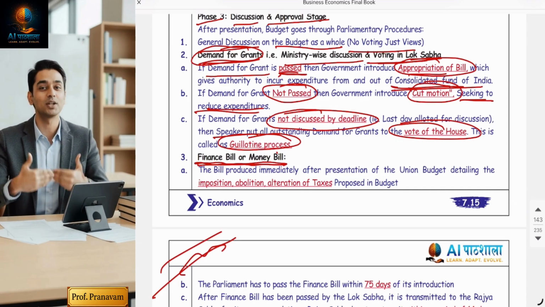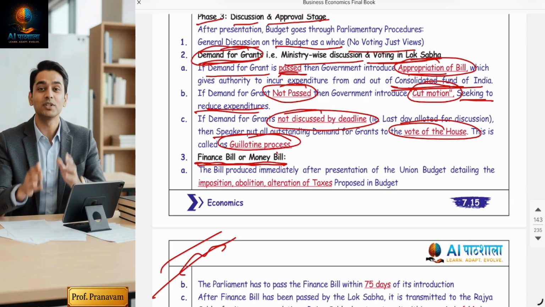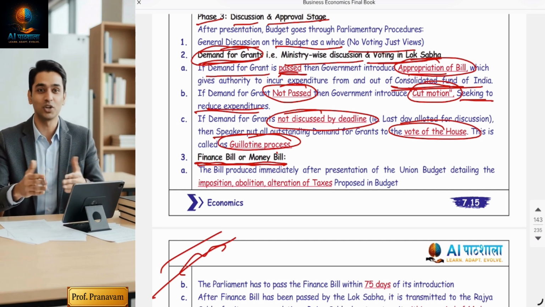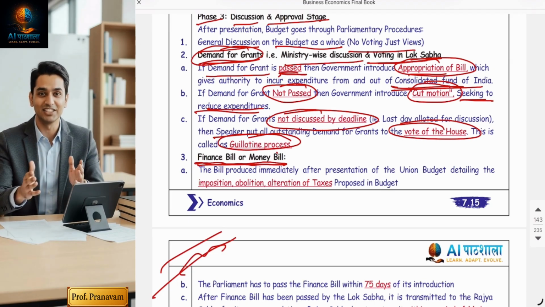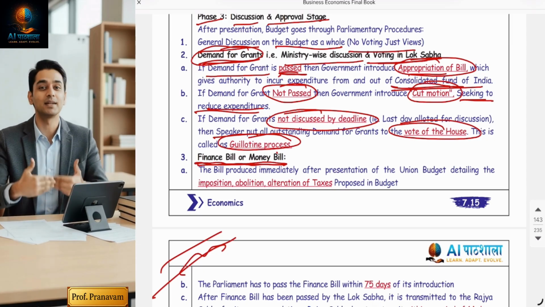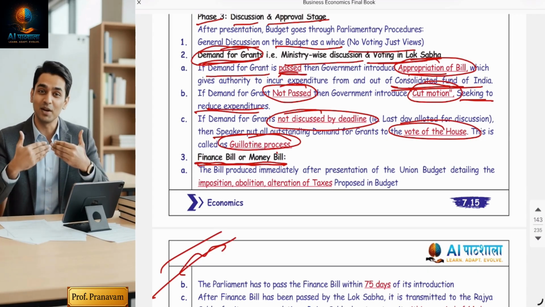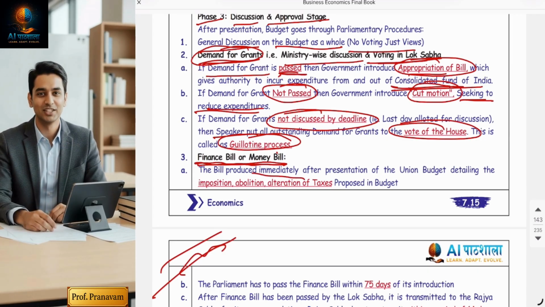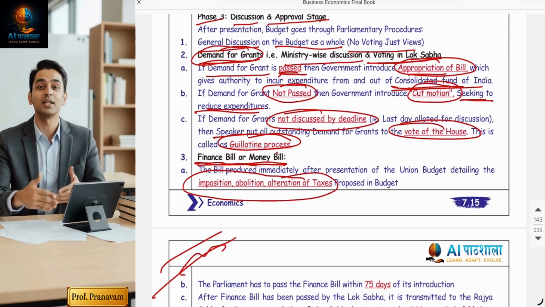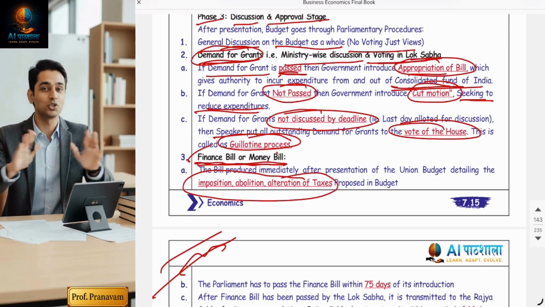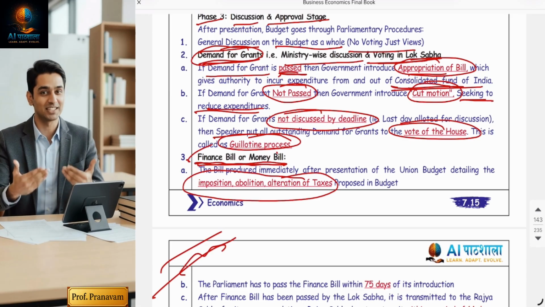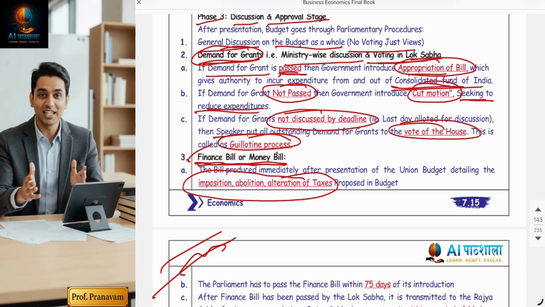So this type of discussion takes place on demand for grants, and then the next discussion takes place on the finance bill or money bill. Friends, the finance bill deals with tax imposition. It is the most important bill. Whenever the government wants to make any changes in the tax structure of the country, whether direct tax or indirect tax, as well as introduce new taxes or abolish old taxes in India, any kind of change in taxes can be done only by one bill, that is the finance bill. So the finance bill deals with tax imposition, abolition or changes.